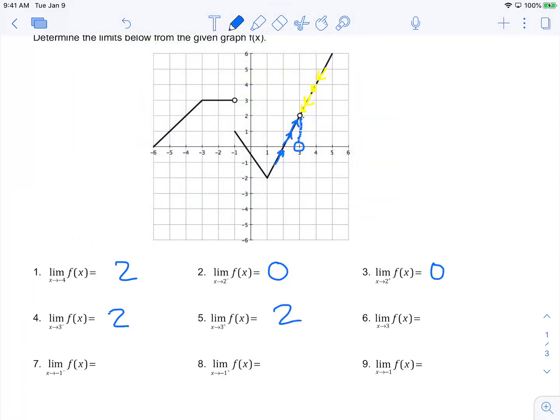All right, and now here's the big thing that you need to pay attention to. So if I had just said, let's look at number 6 here.